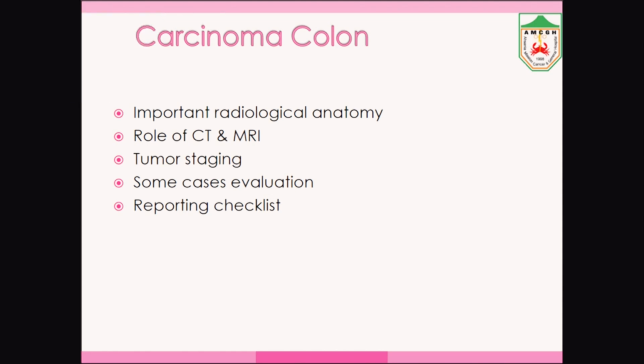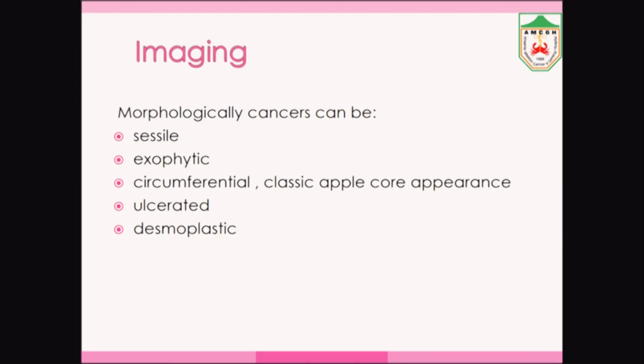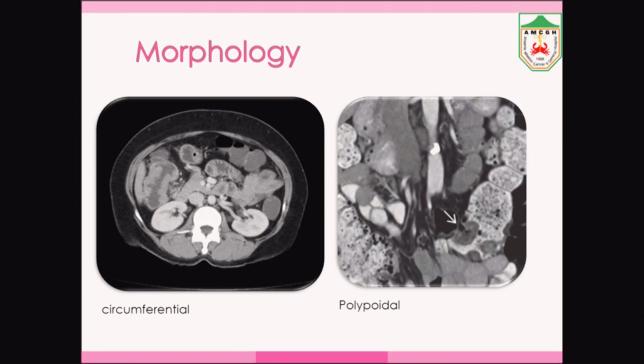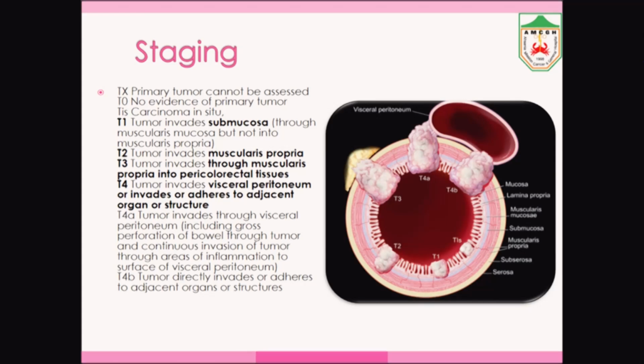Now the carcinoma colon. MRI has good sensitivity for tumor detection for staging purposes. Morphologically, it shows as a diffuse circumferential wall thickening or polypoidal lesion, or it may appear with an apple core appearance. Now staging: T1 invades the submucosa.